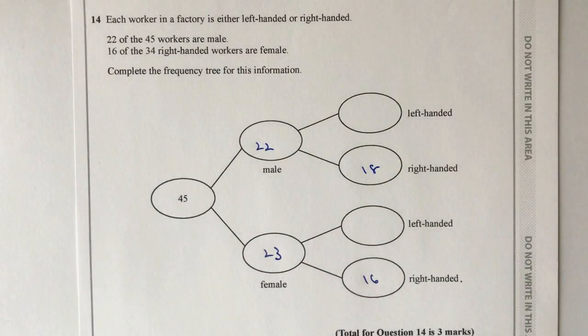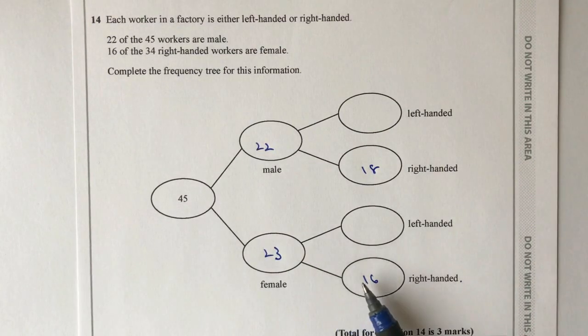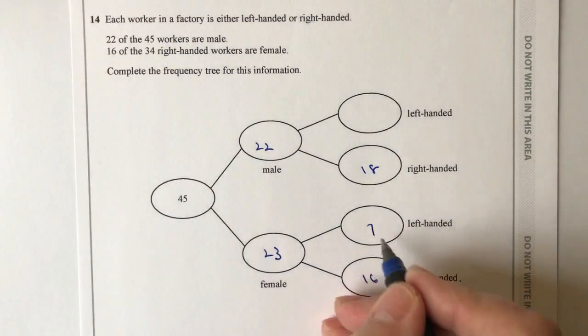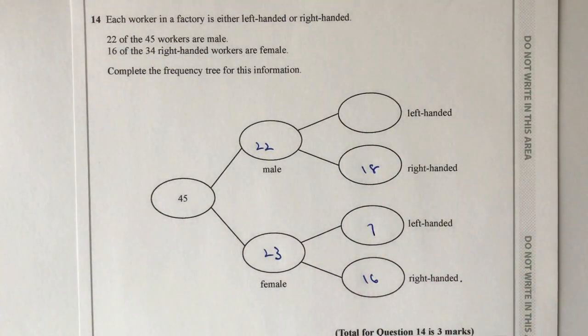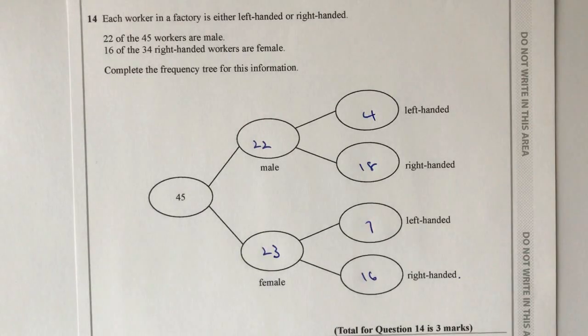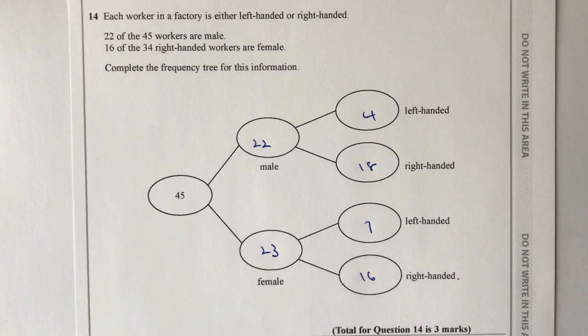Okay, and then really it's just a case of completing the other two circles. So we've got 23 females, 16 of which are right-handed, so it must mean then that 7 are left-handed. Okay, 22 males, 18 of which are right-handed, so it must mean that 4 are left-handed, and that would answer this particular question. It's just a little bit of deduction to work your way through those sorts of questions, and just take your time as you work through them.